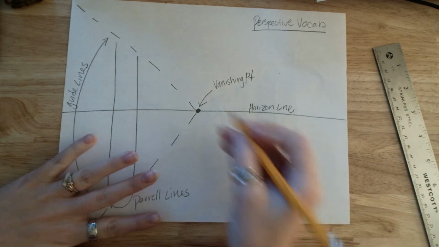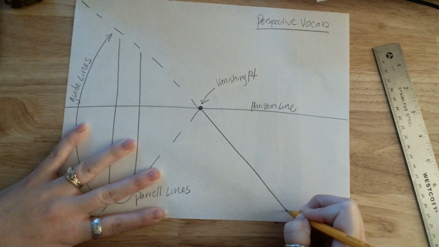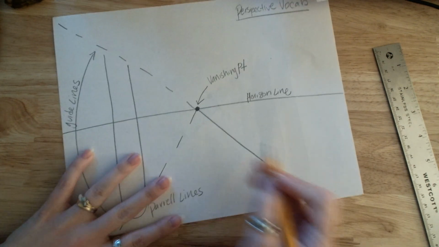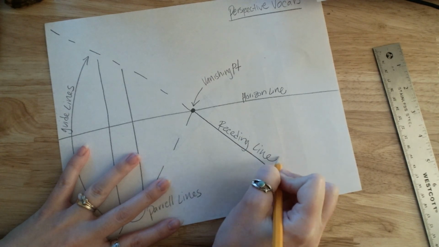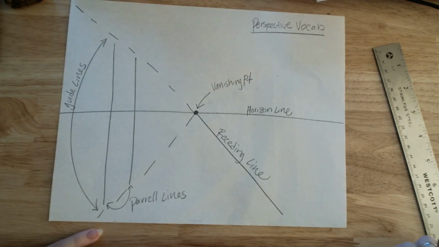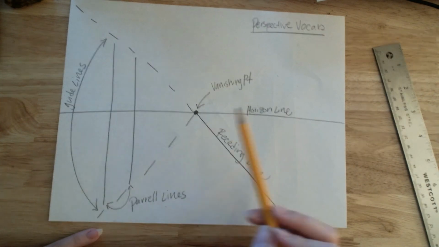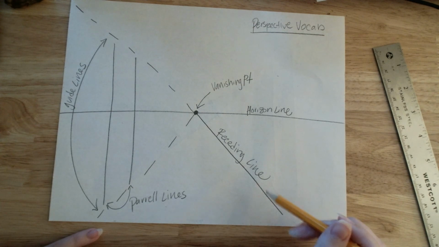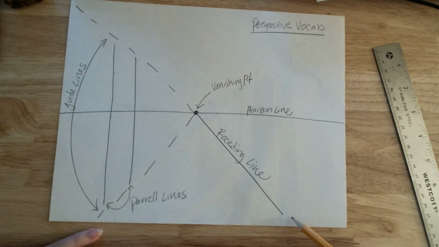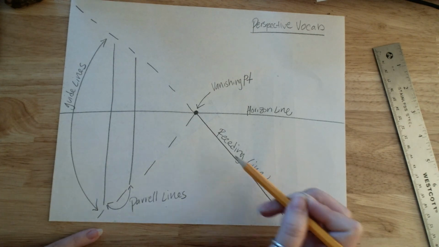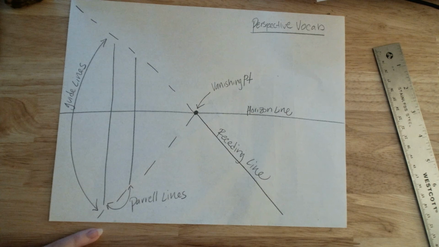Okay, and last but not least, we're going to do another diagonal line coming out from the vanishing point, and we're going to label this one receding line. For a receding line, think about maybe an uncle or somebody that you know that has a receding hairline, how it's going back, it's going away from where it should be. A receding line in a perspective drawing just means a line that starts close to us and looks like it recedes or goes away from us towards the vanishing point.